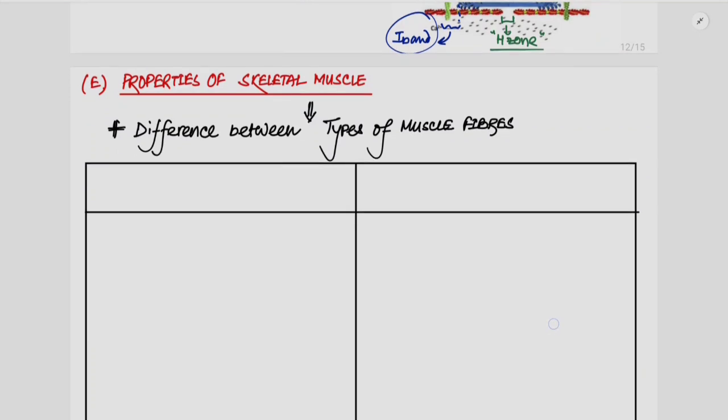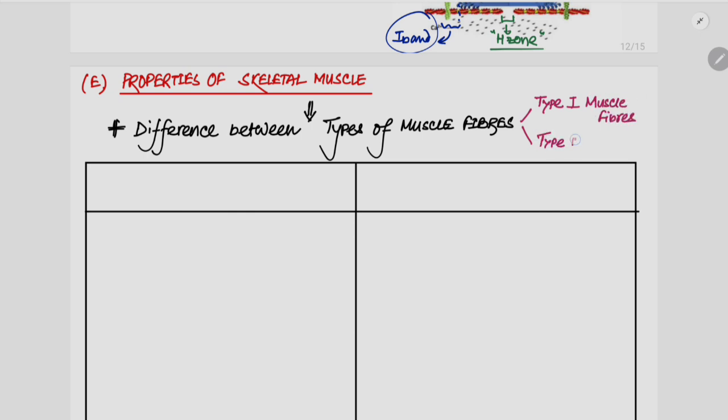We will be discussing this table between two types of muscle fibers, that are type 1 muscle fibers and type 2 muscle fibers. We will discuss the differences between type 1 and type 2 muscle fibers, by which we can also read the properties of the skeletal muscle and the properties of those muscle fibers.